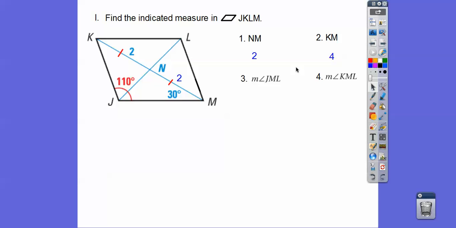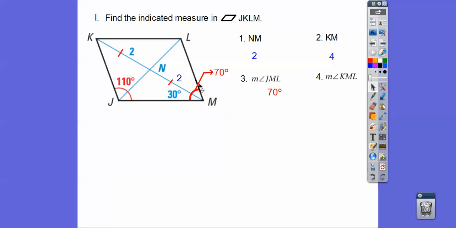Okay. All right. So angle JML. Since this angle is not angle J, we can't call it angle J, we'd have to call it angle KJM. But since this angle is 110, then this whole angle over here, which is JML, is the supplement of 110, because remember, consecutive angles are supplementary, so this angle has to be 70 right there.